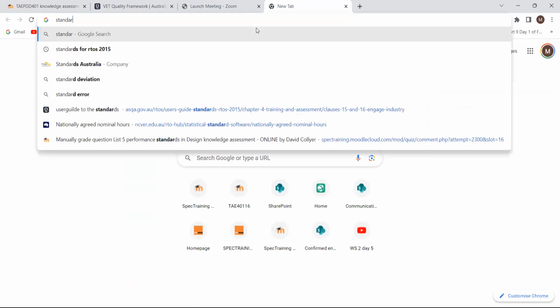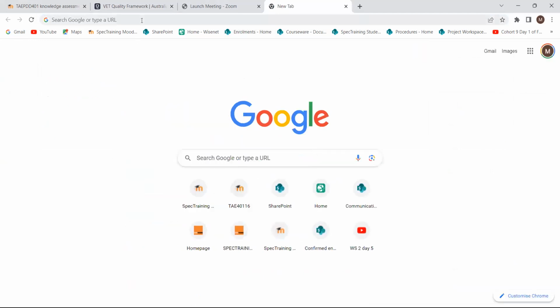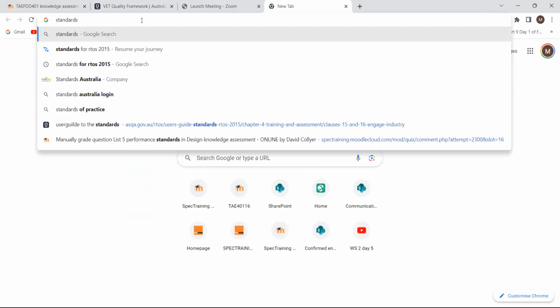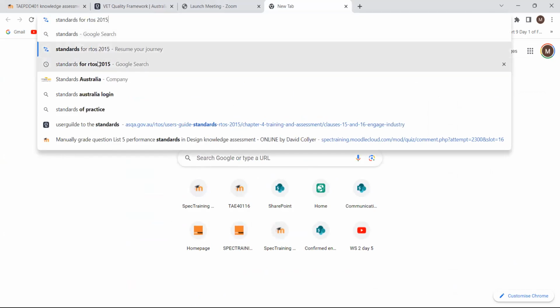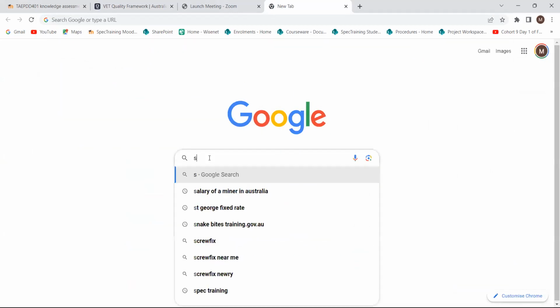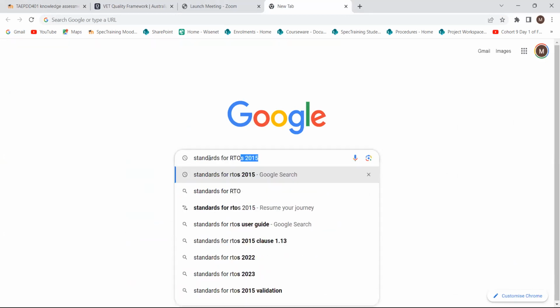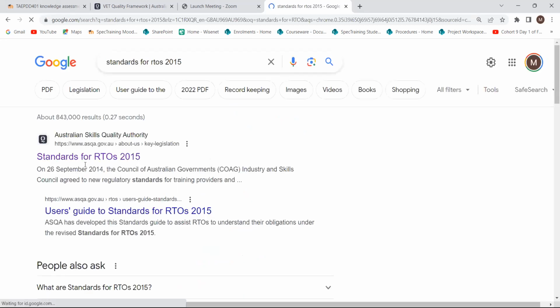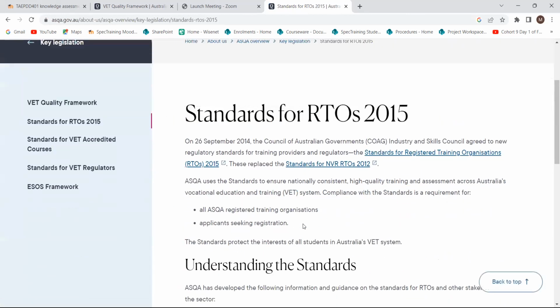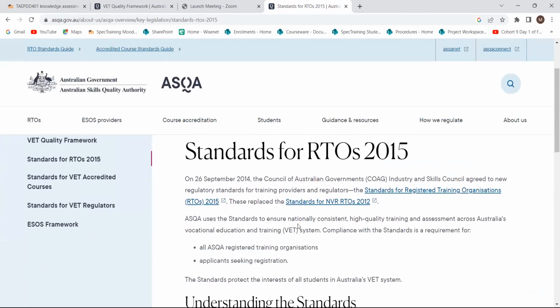We can type in standards for RTOs 2015, and there we go. The first result that comes up is the standards for RTOs 2015, and you'll be able to easily find the link for that. It's got the hyperlinks there, so you can click on that and it will open it up.